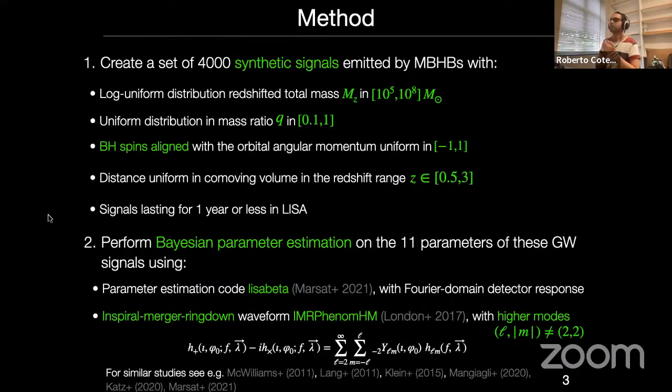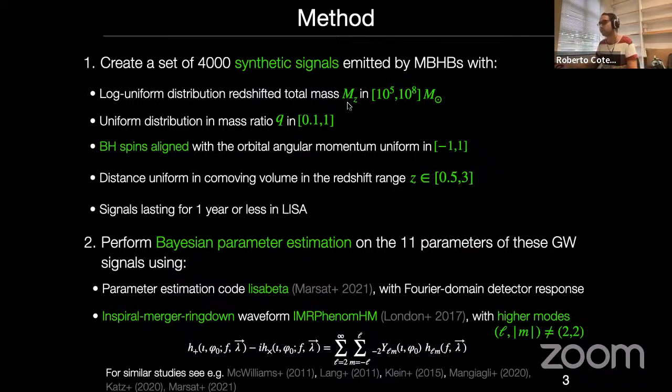Okay, so let me tell you what's the method that we use to do this study. And I apologize for the long text in this slide. I'm making sure that this is the only one with all this text. So to do that, we create a set of 4,000 synthetic signals emitted by massive black holes. In principle, we could have used a theory-driven population, but since there's a lot of uncertainty on the population of massive black holes out there, we prefer to do a more agnostic study, scanning around the parameter space. So we pick the parameters of our massive black hole binaries in the most agnostic way we could.